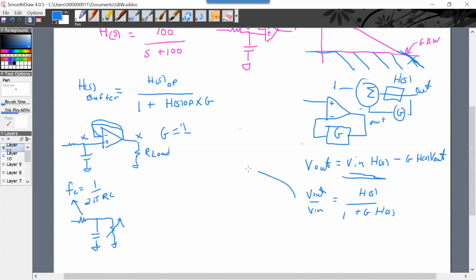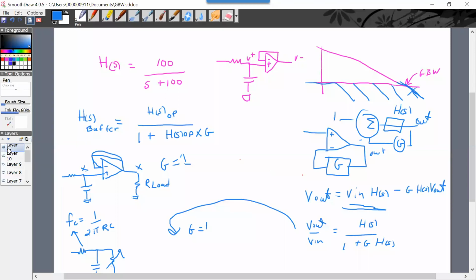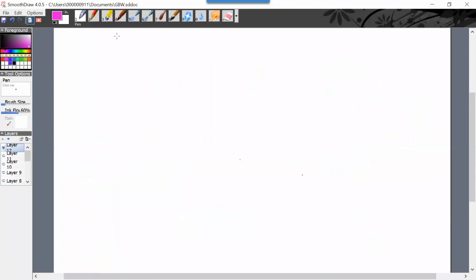Now I'm going to draw your attention. I'm going to start drawing it over here. G equals 1, and then it depends on the model. I think I'm going to move to another layer. So if H(s) equals infinity, I'll call it B for buffer, then I have infinity over 1 plus G times infinity, and that is 1. Then input equals output for all frequencies.